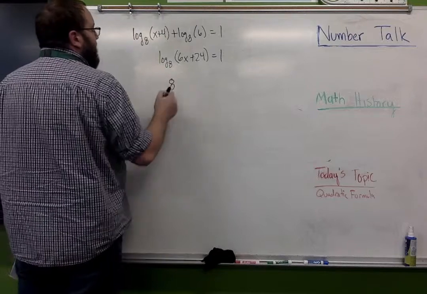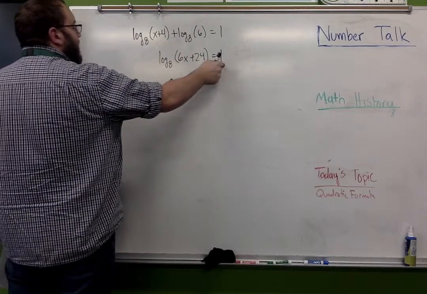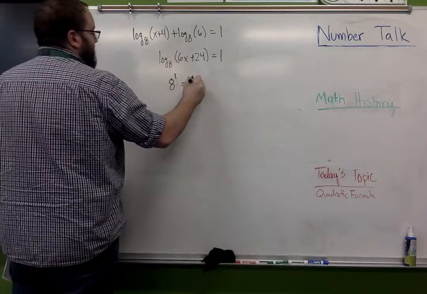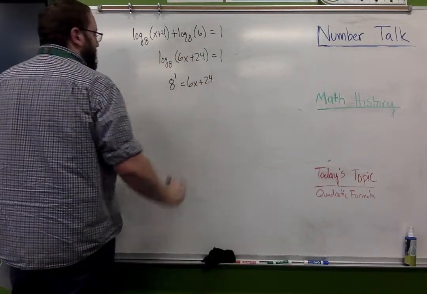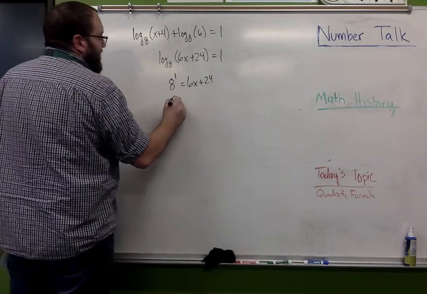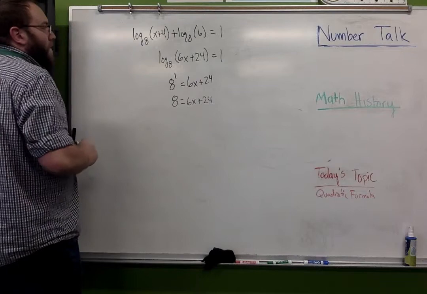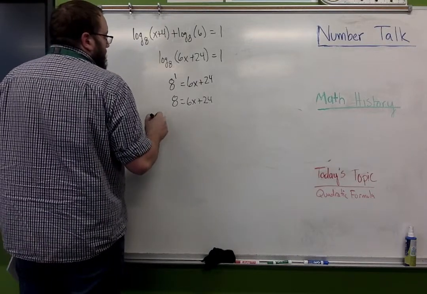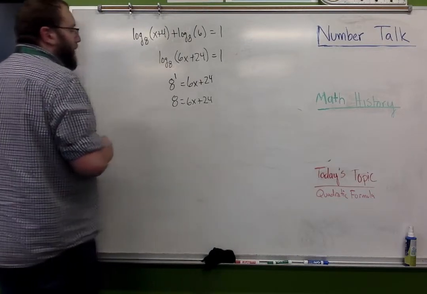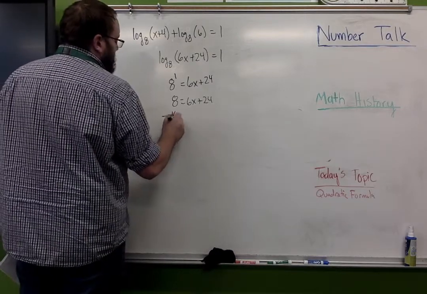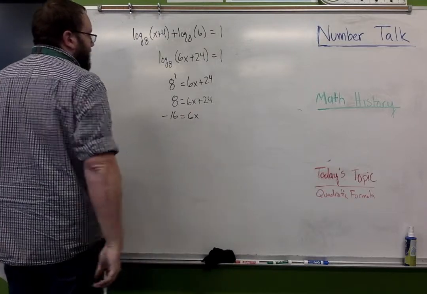Convert, base stays the same. What was outside our function is now inside, and what was inside is now outside. 8 to the first power is 8. Subtract 24 from both sides. So 8 minus 24 is negative 16, equals 6x.